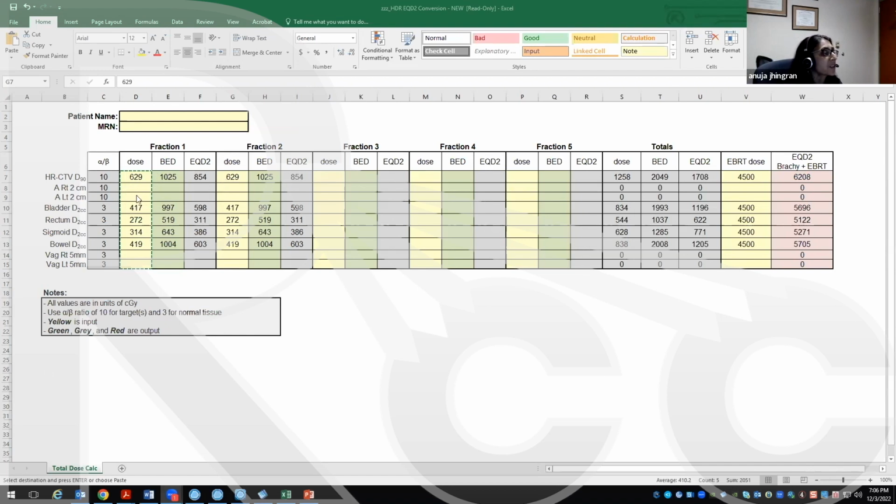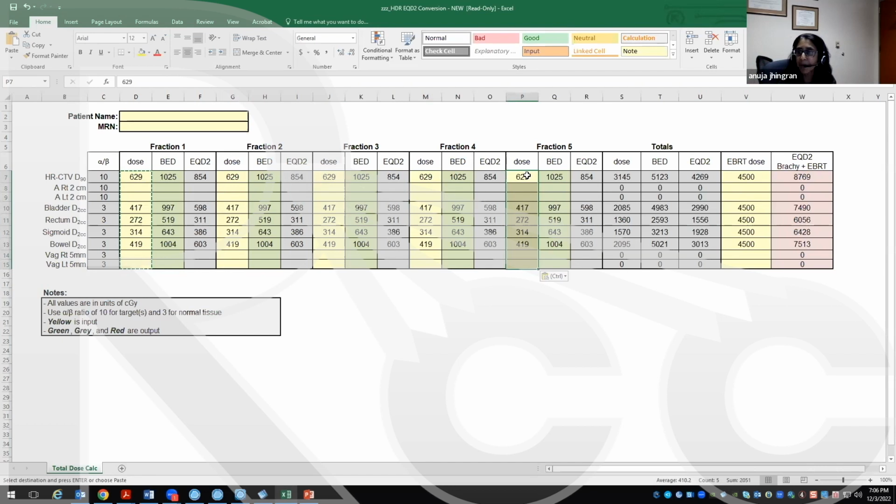I've already started. We're going to copy and paste as if we were going to give the same dose, and then you change it whenever you add another dose, right? So if we gave the same dose for the next 5, we would be at 87 for her HRCTV. Her bladder would be at 74. Her rectum is actually not bad at 60, and her sigmoid is at 64, and her bowel's a little bit higher than we would like. So we know that we can change this. This gives us an idea of where we are.